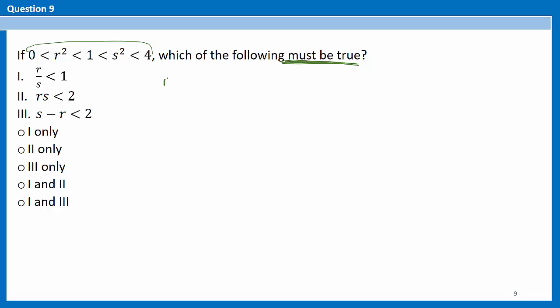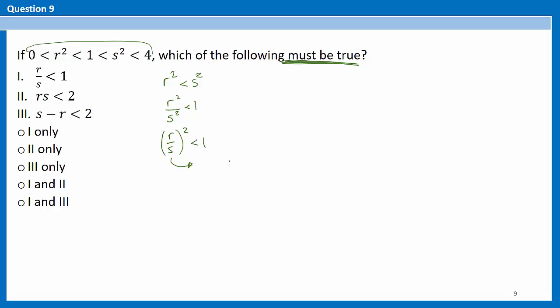I know for a fact that r squared is less than s squared, and they are both positive. So I can divide, knowing that the inequality symbol is going to stay the same. So I have r over s, squared, less than 1. And if I call r over s an x, I have x squared less than 1, that would mean that x must be a decimal, right? Because the square, to be less than 1, it must be a decimal. It could be positive, it could be negative, but what's inside the square definitely must be a decimal.